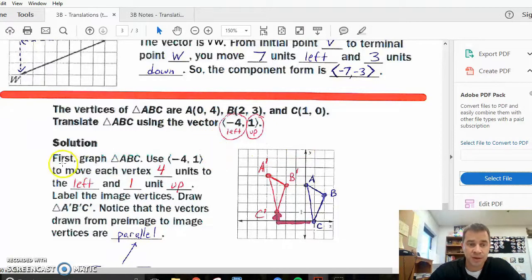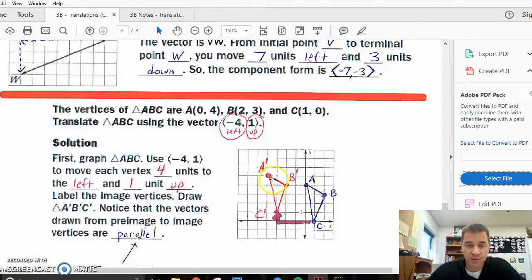Okay, so instead of the rules that we used before, now we're using a vector to create that new prime image. So here's how we do that. It says first graph ABC. I've got that done over here. You can pause this and do that on your own if you need to. And then we're going to use that vector, negative 4, 1, to move every single point. Now we're just going to do the vertices, the three major points, and connect them. But we could do this with any point on this initial triangle. We're going to go negative 4 units from those initial points to the left because it's negative, and then 1 unit up. I'm showing that here with C: negative 4 units this way, 1 unit up, and that's going to give us our prime coordinates. So here's C prime. You do the same thing with A, you do the same thing with B to B prime, and now you've got your 3 major points.